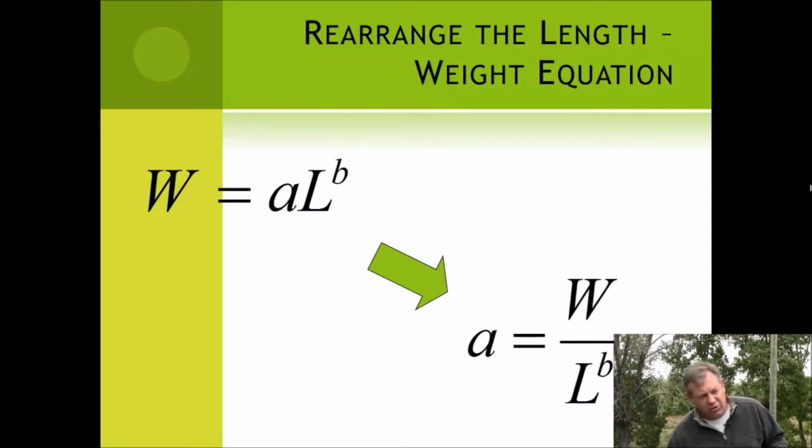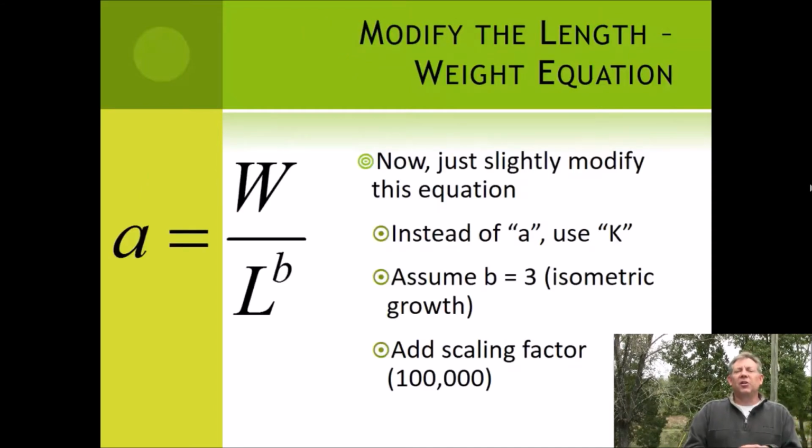and we just rearrange it so that we can say that A equals the weight divided by length to the B. And now we just change a few of the variable names. Instead of A, we're going to use K. We're going to assume that B equals 3, which is what we call isometric growth. And then we're just going to add a scaling factor just so these numbers are somewhere around 1 and they're easier to report.